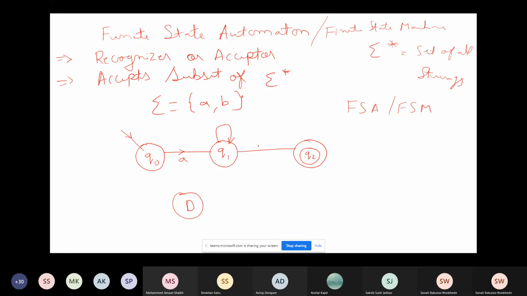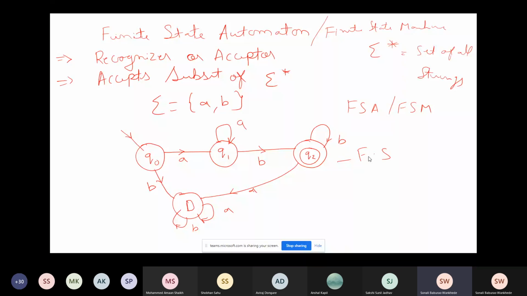Over here, like A, B, again I'm writing A, again I'm writing A, and I also have one more transition B over here. Okay, and this is my final state. So this is my state transition diagram.